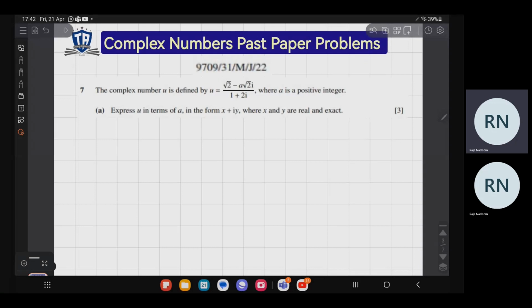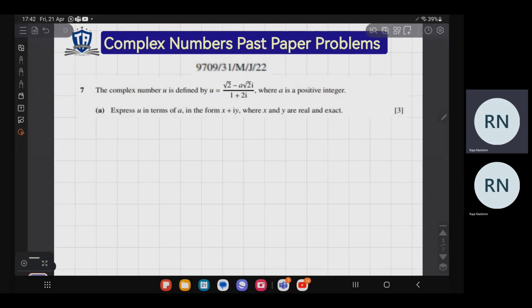Topic is complex number. In this part, we need to write the complex number into the form of x plus iota y. So you can see that in numerator and denominator, we have the complex number. Whenever we are dealing with the complex number, we always try to write our final answer into the form of real plus imaginary part. Imaginary part is basically the coefficient of iota.